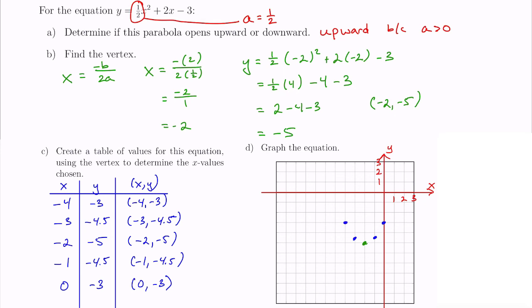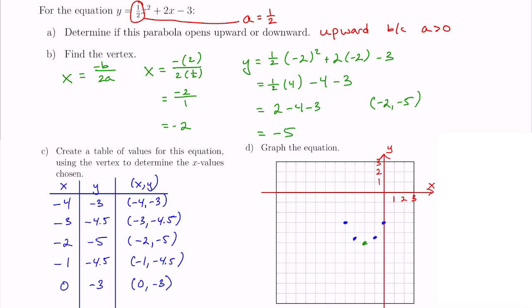In what we have now just plotted, there should be several things that are standing out. Number 1, since the vertex is either the highest or the lowest point, and all the other blue points are above it, this is matching with the answer to part A, that this parabola should be opening upward, and it does. The second thing that should stand out is because we use the vertex as the kind of center of our table, there should be symmetry between these points that we're now plotting.